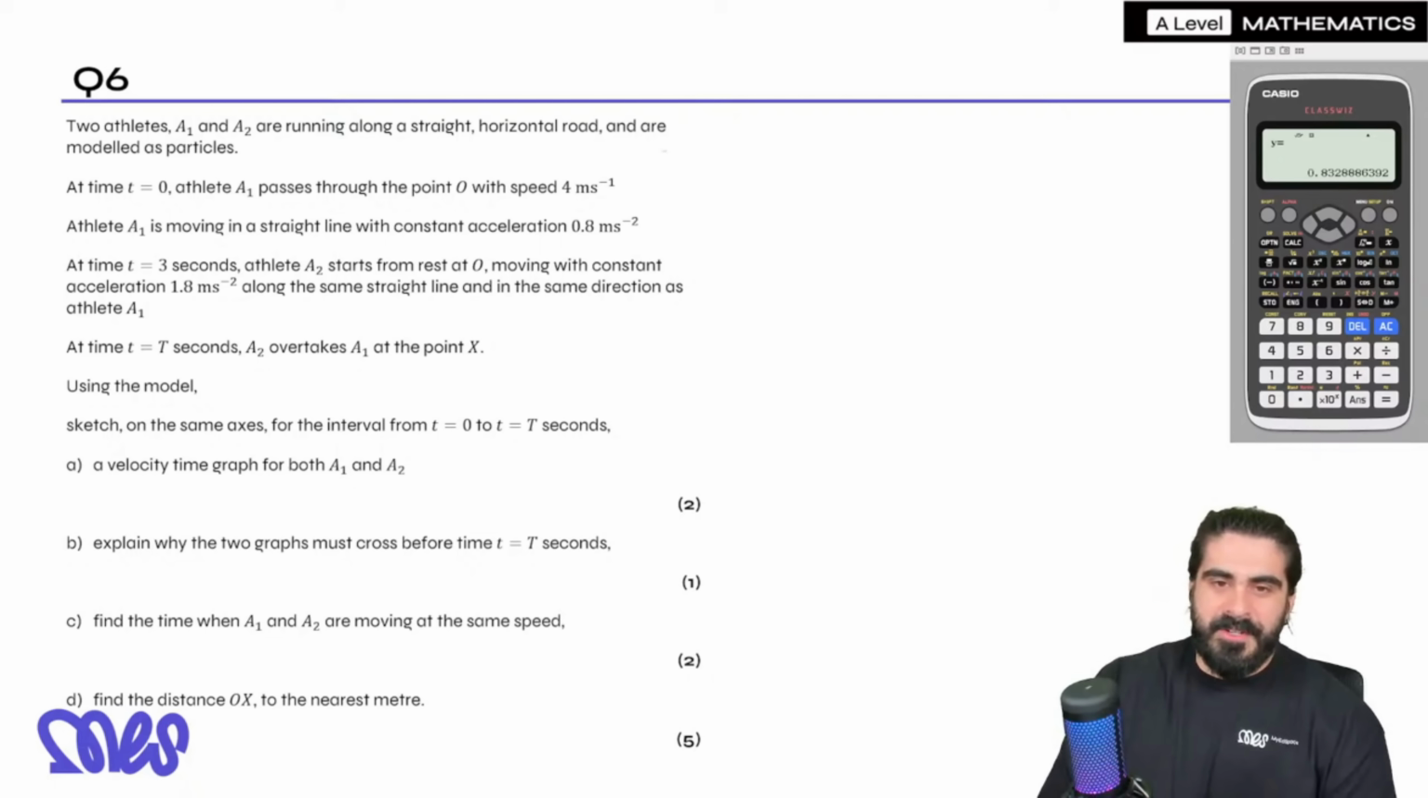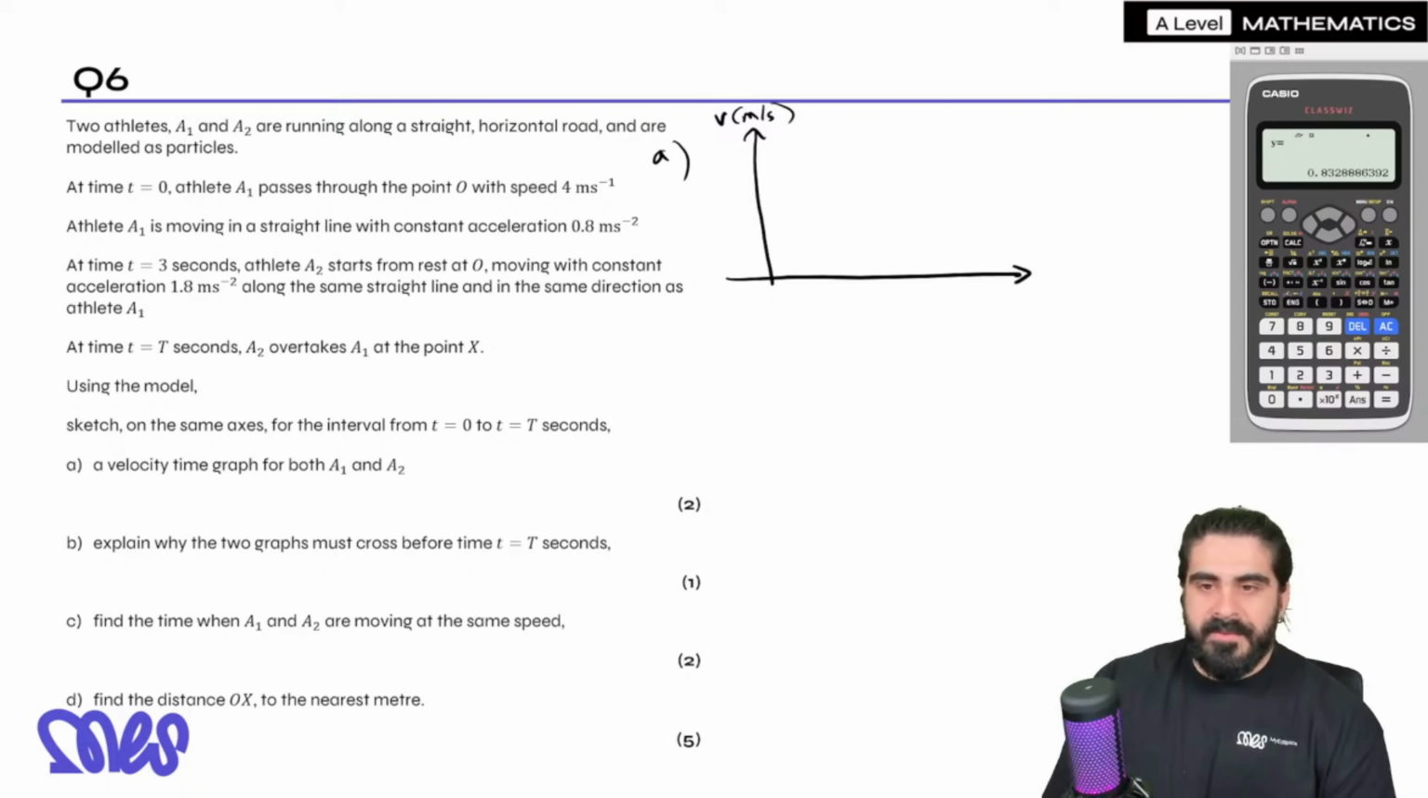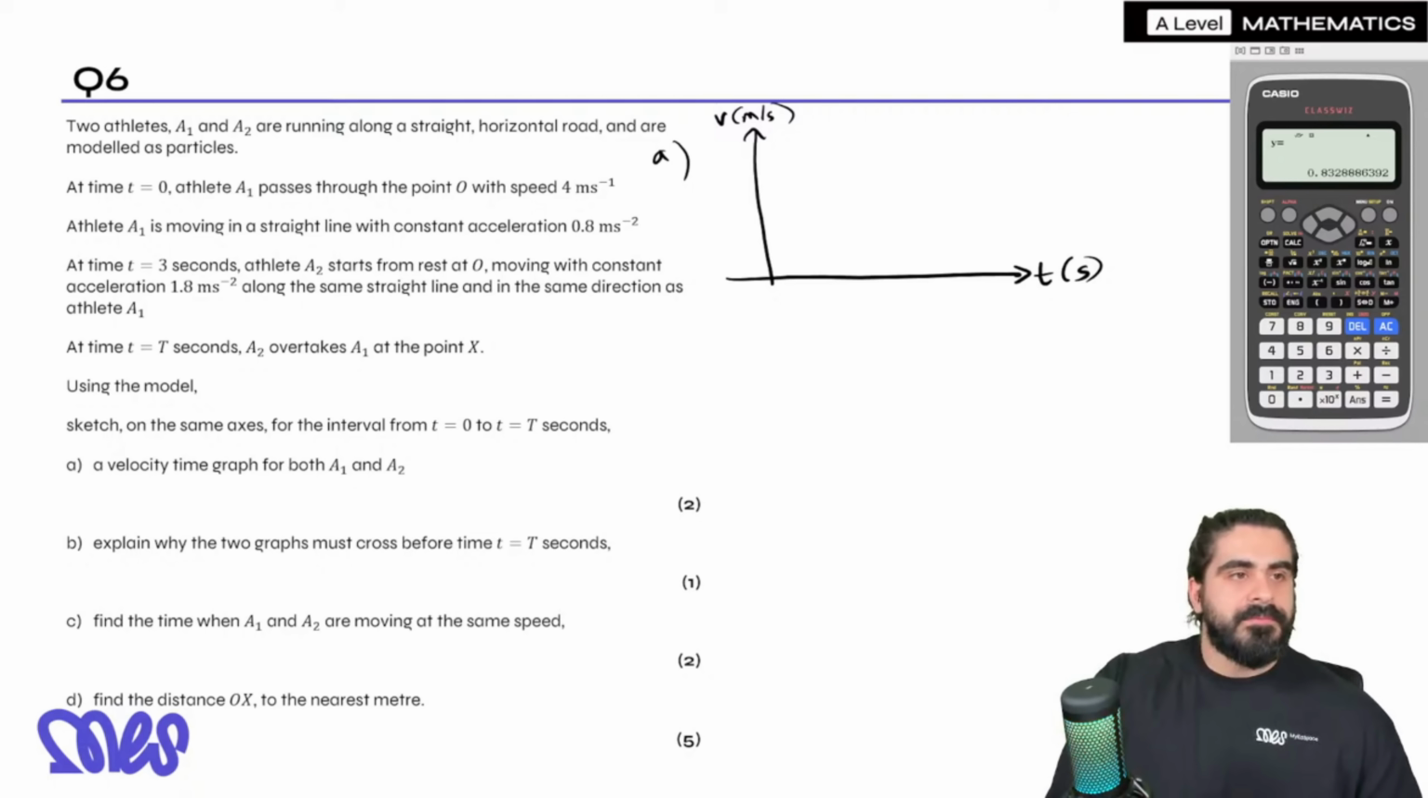All right, so the graph, guys, should be quite simple, right? We have velocity in meters per second. We have the time, seconds. Now, athlete A1 is starting at 4 meters per second here, and they are accelerating at 0.8 meters per second squared. And there's no other information there. And then A2 starts 3 seconds later and is accelerating at 1.8.